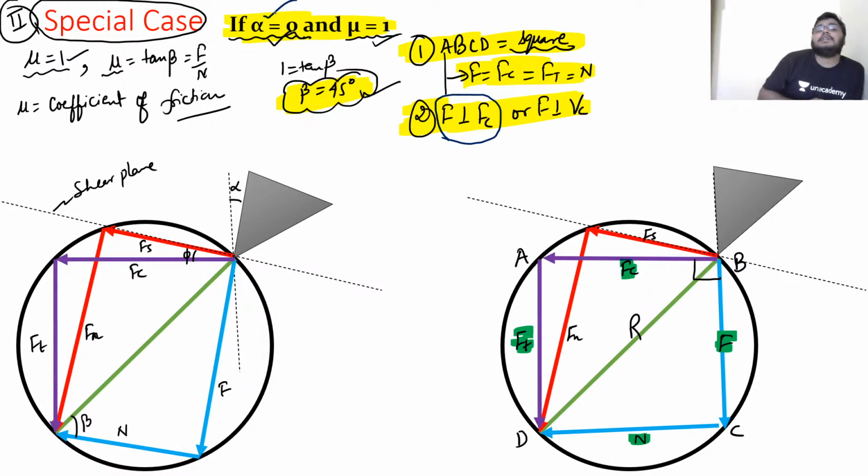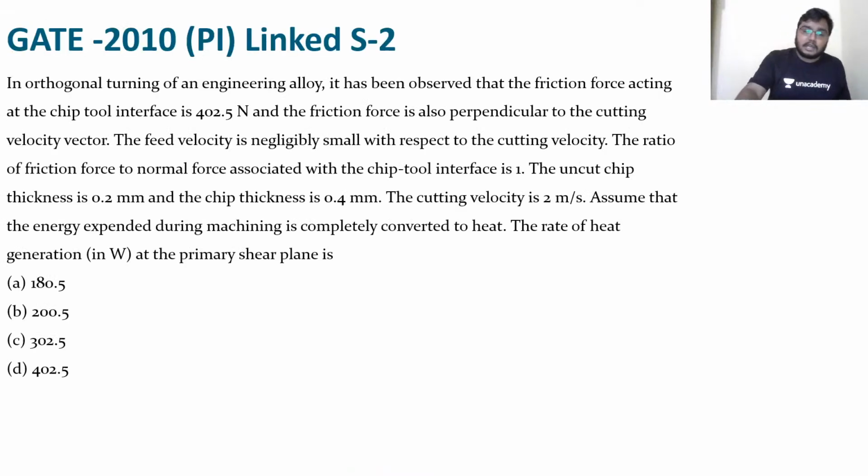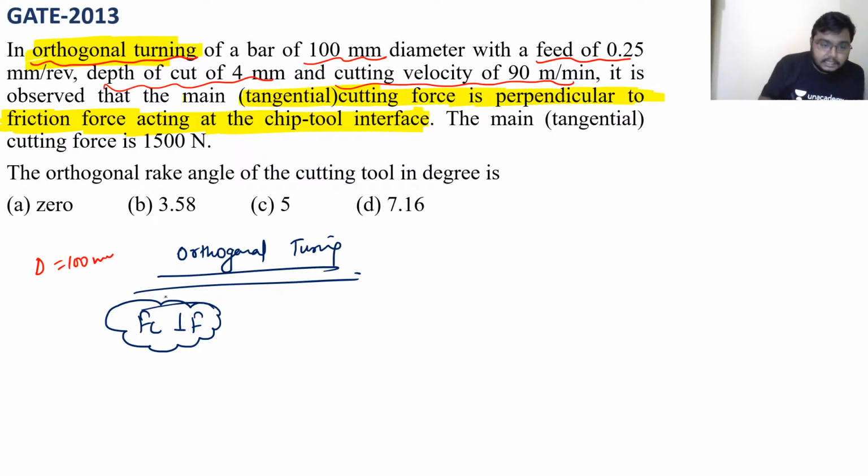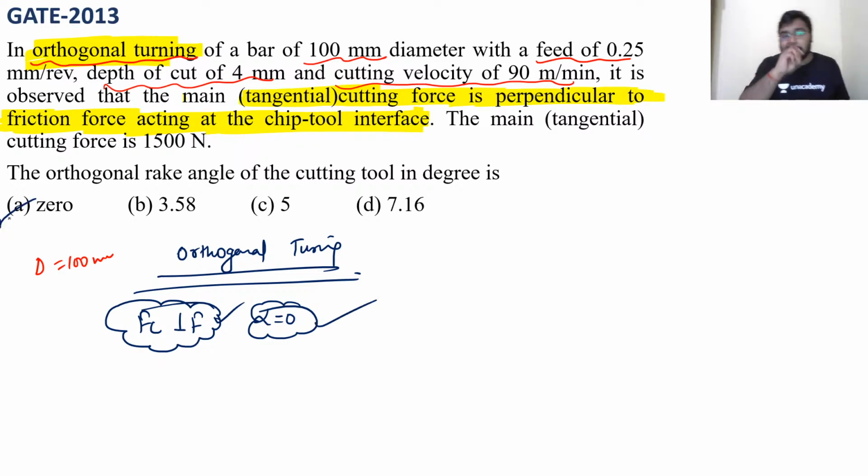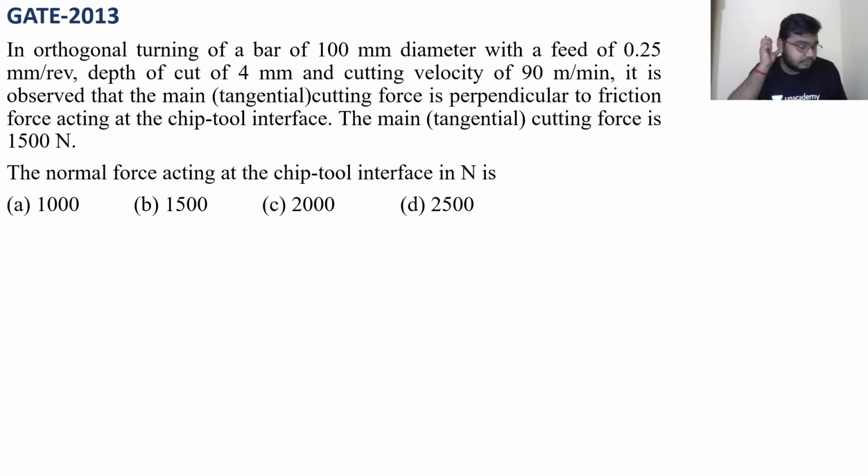This is why I was telling you this is the two special case from the Merchant circle. If you can remember, if you can understand, if you can feel these things, you do not have to even touch the pen, and your answer will be okay. Since Fc is perpendicular to F, this is a special case in which alpha is equal to 0. So even without touching the pen, you can solve this problem very easily. Clear? Next question.